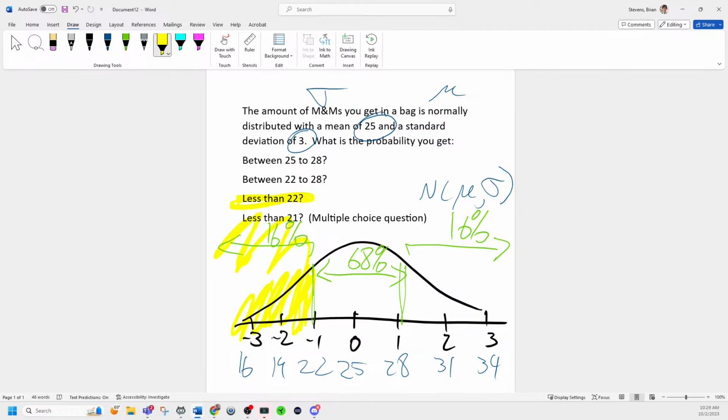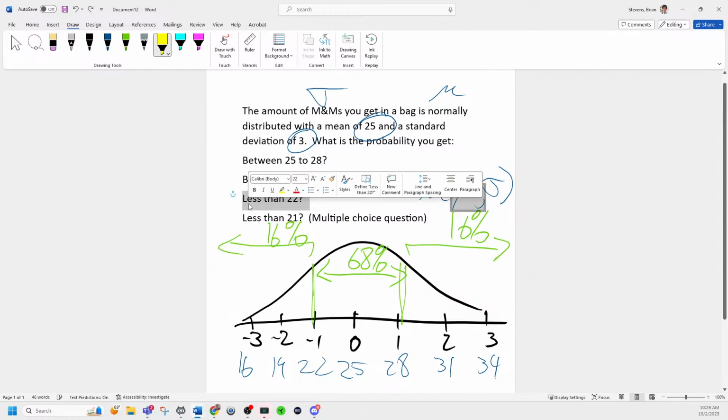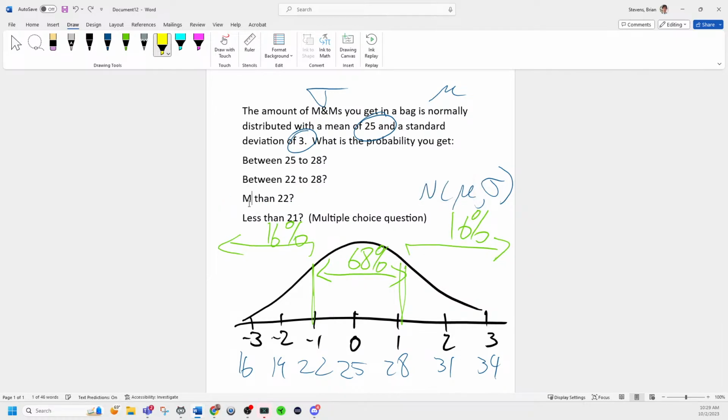Now we could have said more than 22. So if we said more than 22, it would be what? Like just changing this right here, if we said more than 22. So notice how we're at 22, and then we can go more than 22. So if we go more than 22, it's what? And there is the other alternative, solve by subtracting that off. It would be 84. So be careful which way you shade.